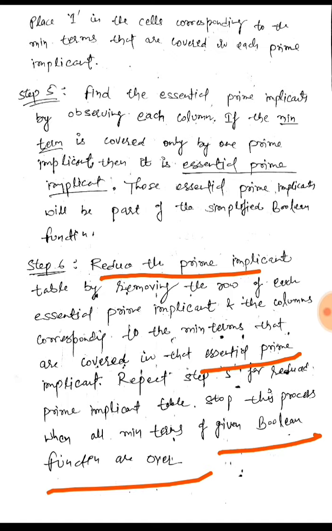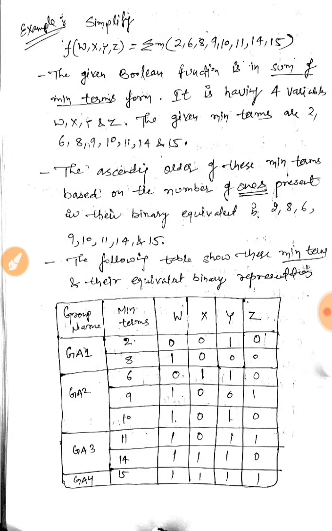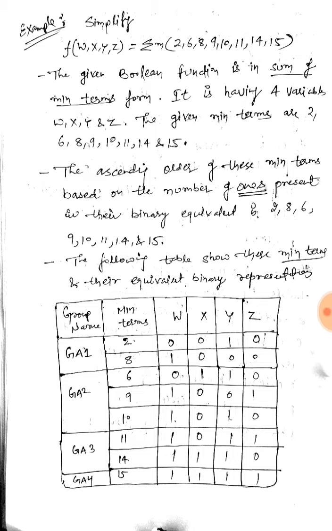Okay, so let's see how we can do it using an example. We are given a function of 4 variables, w, x, y, z, in sum of products form, in which the minterms given to us are 2, 6, 8, 9, 10, 11, 14 and 15. So the given Boolean function is a sum of minterms. It has 4 variables and the minterms are these ones. So I will arrange these minterms in ascending order.